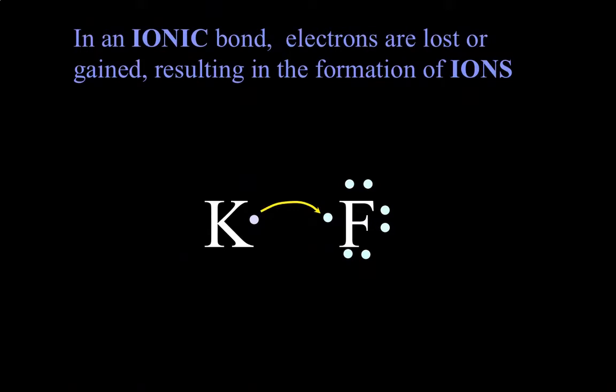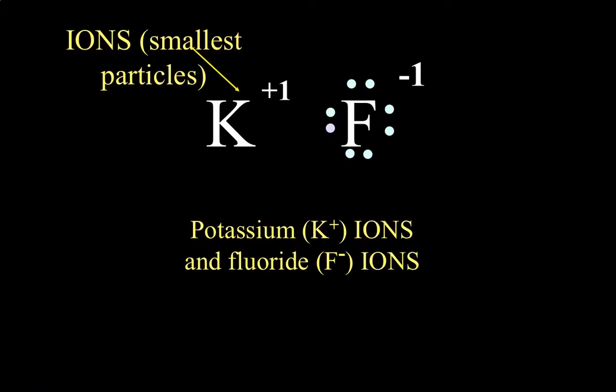The potassium gives up its 1 electron to fluorine. But in the process, potassium becomes charged, and so does fluorine. Potassium now has a +1 charge because it lost 1 electron, and fluorine has a -1 charge because it gained 1 electron. Now, because of these charges, potassium and fluorine are called ions. They're the smallest particles, and potassium has become an ion, and fluorine has also become an ion.